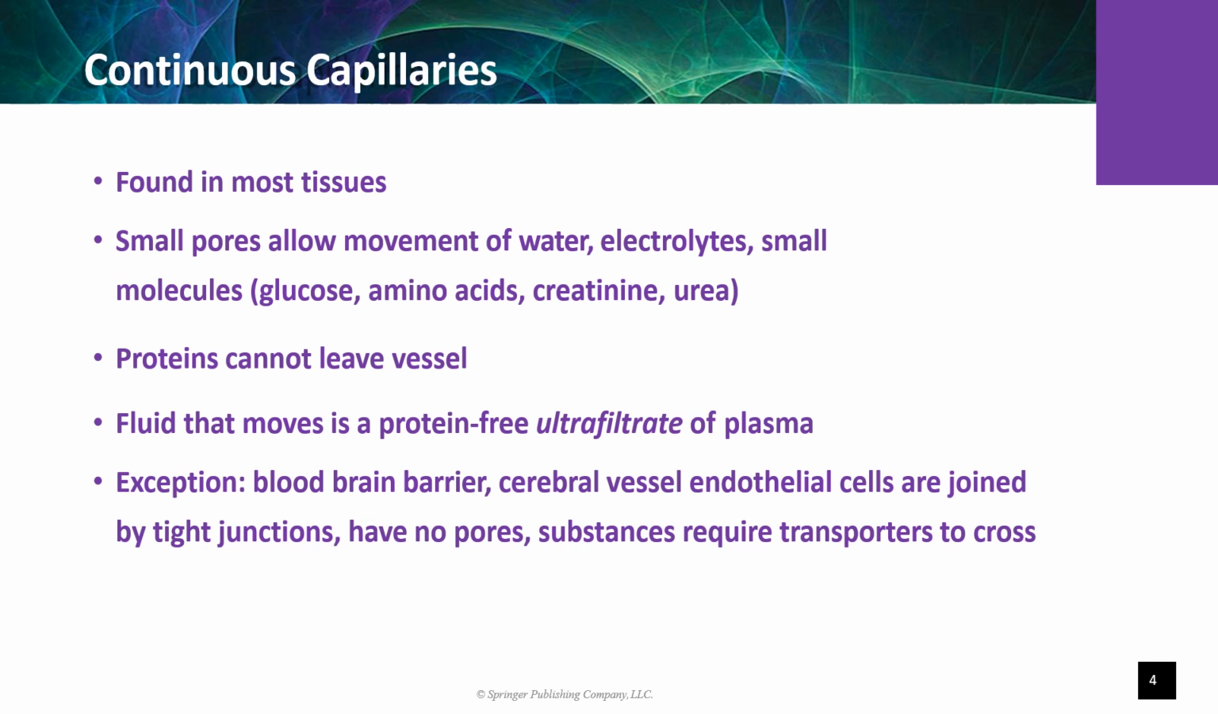Continuous. These are found in most of the tissues. Plasma proteins cannot pass through. So the only exceptions to this are the blood-brain barrier, the cerebral vessel endothelial cells that are conjoined by tight junctions.